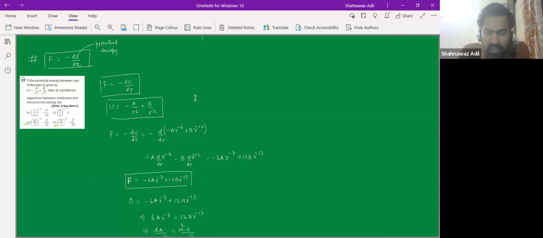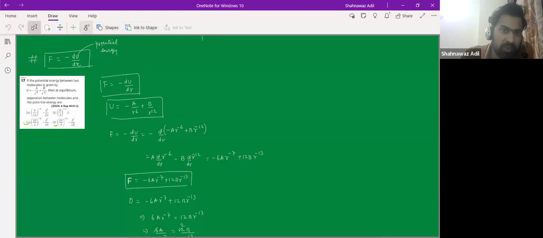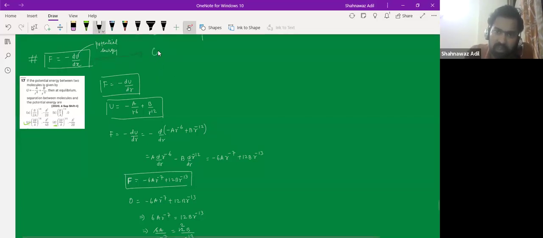F is minus dU by dr. When is this applicable? Yes, do you guys remember this thing? F is minus dU by dx. Gradient of potential energy. When is this applicable? So this is only applicable for what kind of forces? So this idea is applicable for conservative forces, right?